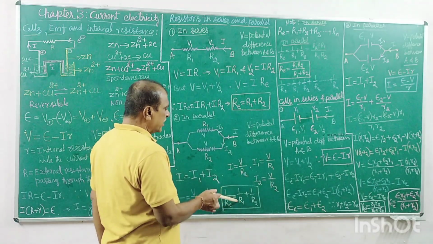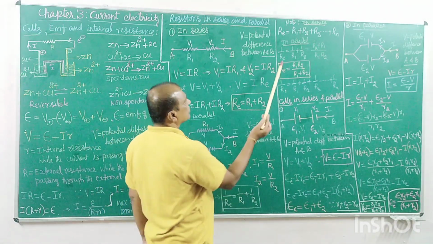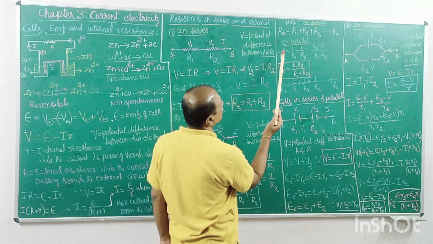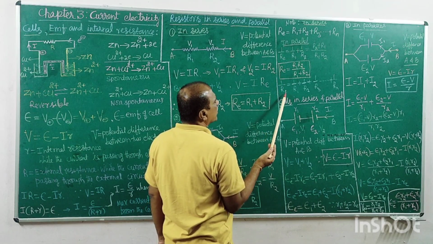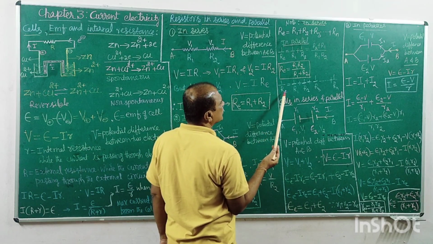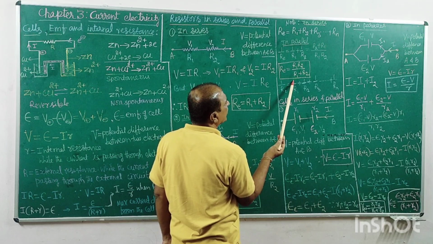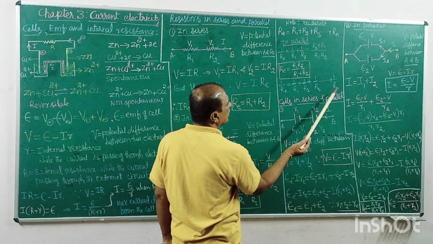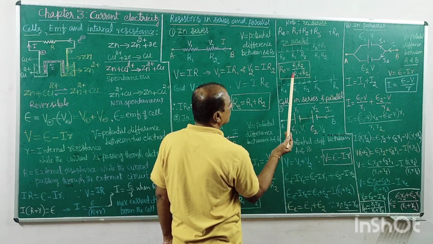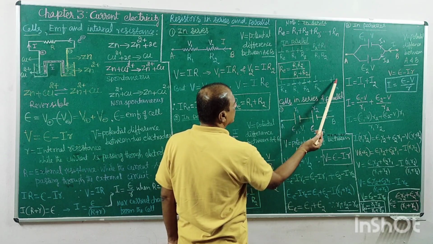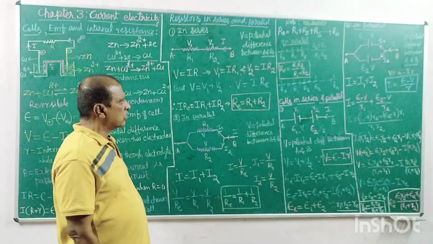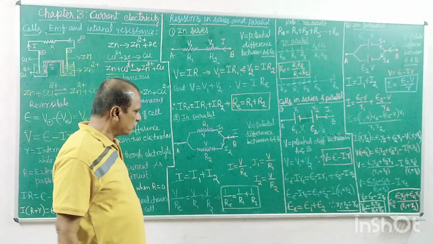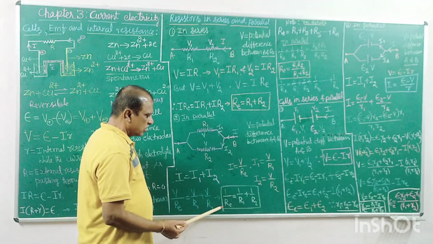If there are many resistors, this is the one applicable. So 1 over the effective resistance is equal to the sum of the reciprocals, for n number of resistors in parallel: 1 over R1 plus 1 over R2 plus and so on. That is the effective resistance.